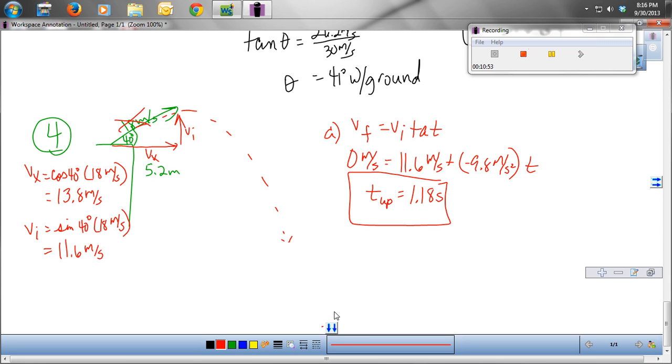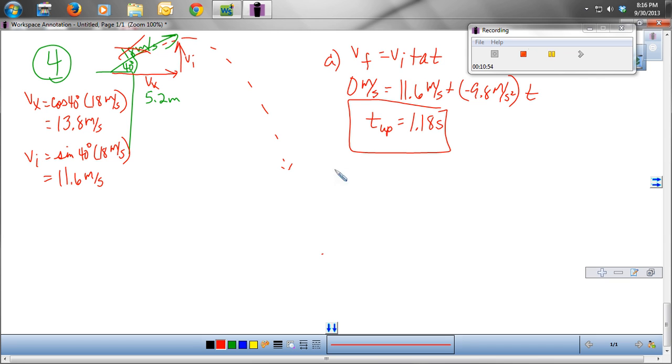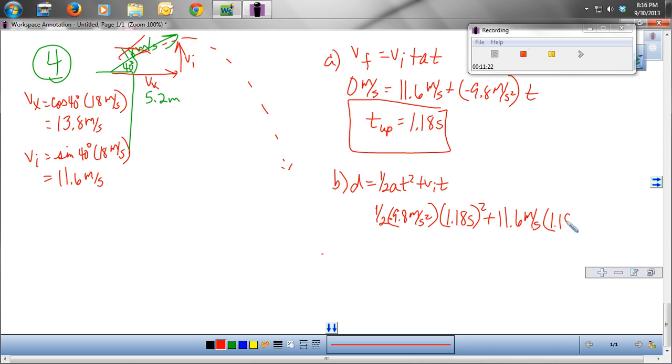Okay, so then the next part says, how high does it rise above the release point? So I want D. Well, D is 1/2 AT squared plus VIT. So that's 1/2. A is 9.8. We're talking about it rising, so I'm going to make that be a negative. Don't forget to square your T. VI was 11.6. T again was 1.18. So I multiplied that times that. Then I squared my T and did it times a negative 1/2 of negative 9.8. And when I did that, I got 6.86 meters.